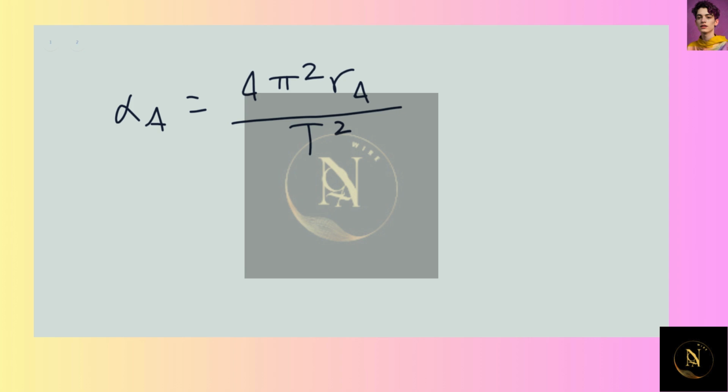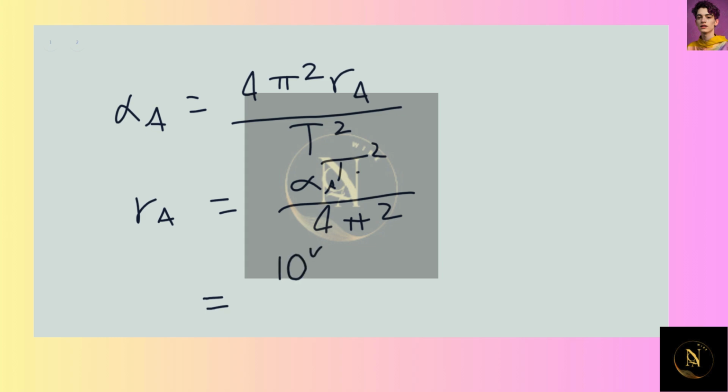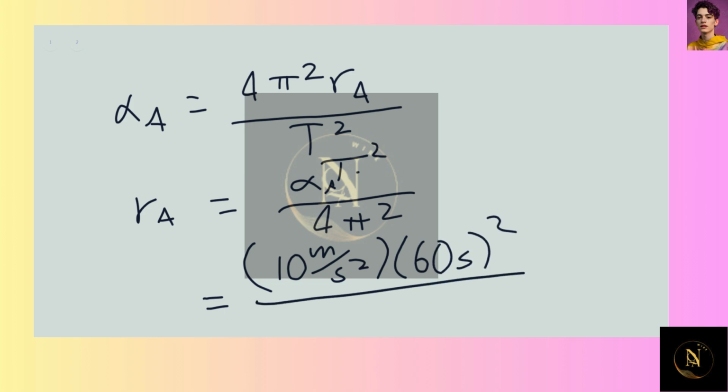Now we know alpha. We have a desired quantity that we want to get. We want to solve for r. So we rearrange to get that r is equal to alpha T squared over 4 pi squared. And in order to solve for r, all we have to do now is plug in. Alpha is 10 meters per second squared. T is 60 seconds, as we just found. And 4 pi squared is a constant.